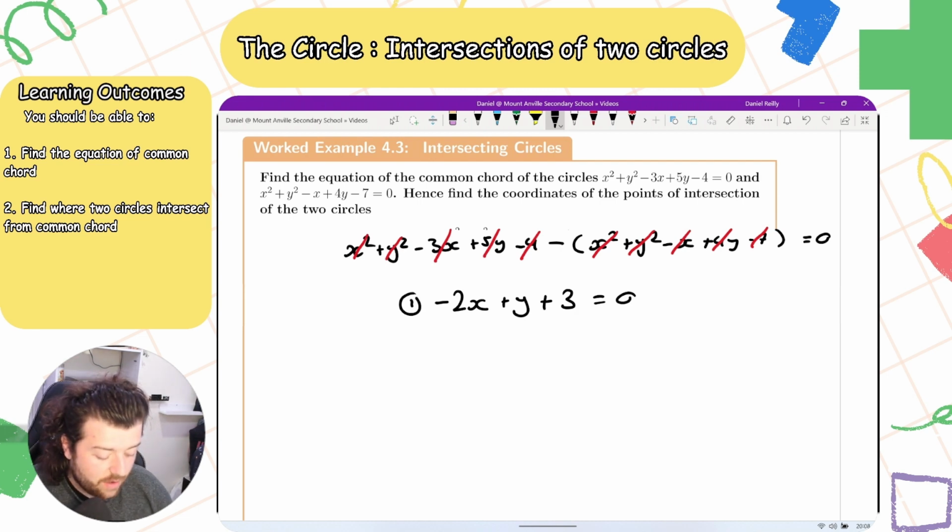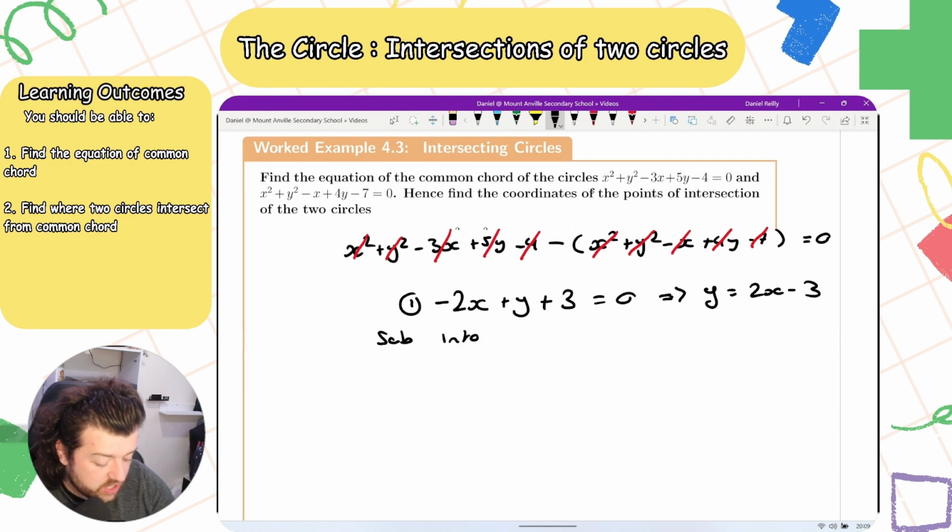So now let's find the points of intersection. Now I can sub it into either circle. Remember, when we're finding the point of intersection of a line and a circle, I need to get one of my variables on its own. I'm going to choose y because it's easier. So y is going to be equal to 2x minus 3. Now I'm going to sub into one of my equations of a circle. I'm going to choose my first circle, S1.